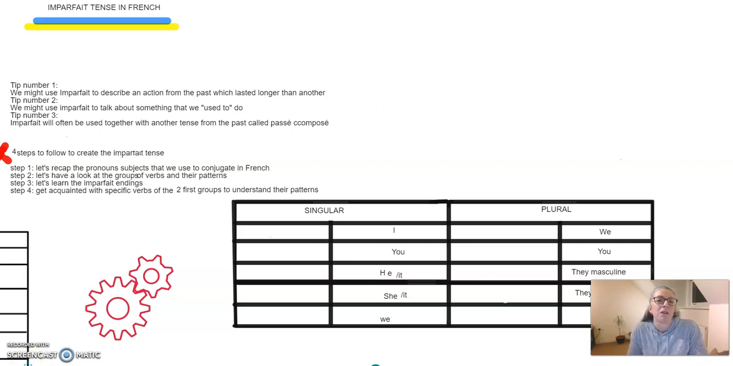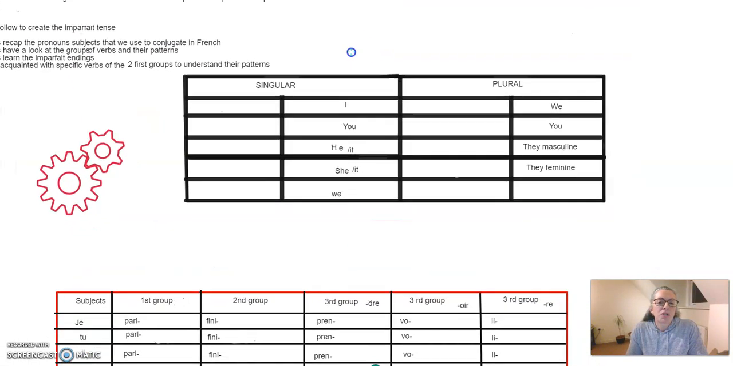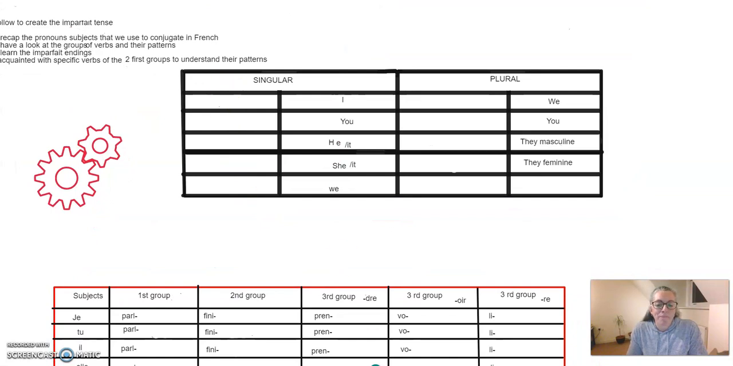Let's remind ourselves of the subject pronouns in French. Let's start with how to translate I. I will be translated by je in French. Then you will be translated by tu. And then he or it will be represented by il, and she or it will be represented by elle.